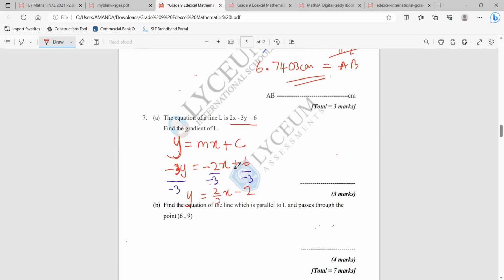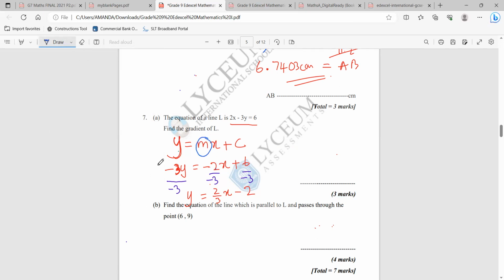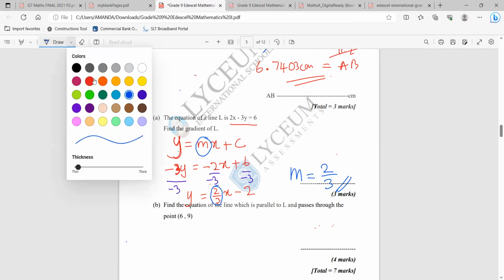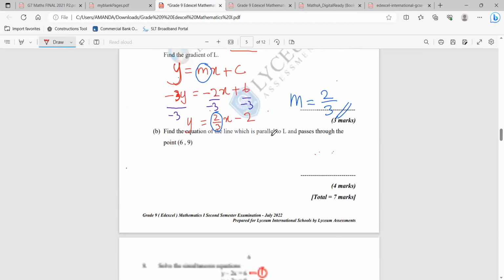Now they are asking for the gradient. What is the gradient over here? Gradient is m. M is the gradient. So when we map the generic formula to the real formula, we can see m equals 2/3. That's correct, 3 marks. That's not a big question, so that's why they're giving only 3 marks. And then part B. So there is a part B to this question. Find the equation of the line which is parallel to L.